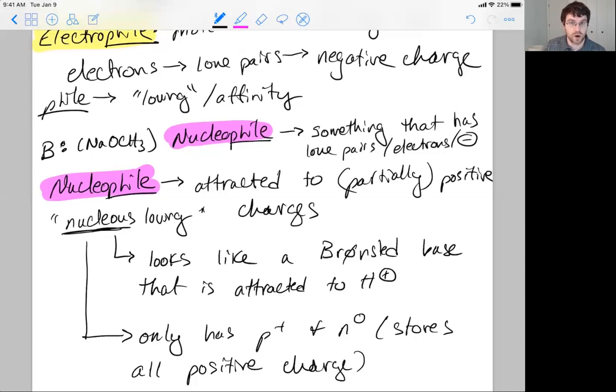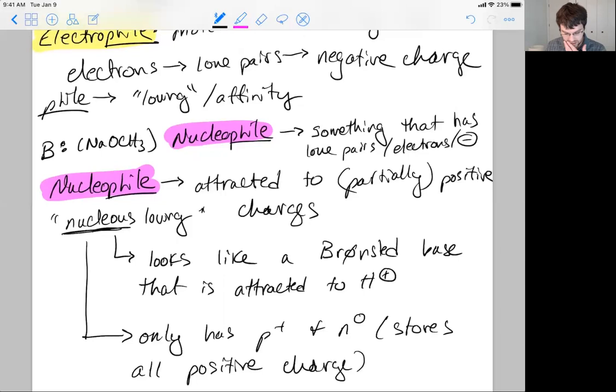Whereas the thing that wants the electrons is the electrophile, or the thing with affinity towards electrons. Maybe we could have called it a protophile instead of a nucleophile, but that's just what chemists called it: nucleophiles. Okay, now we haven't defined what C, D, and E are yet.